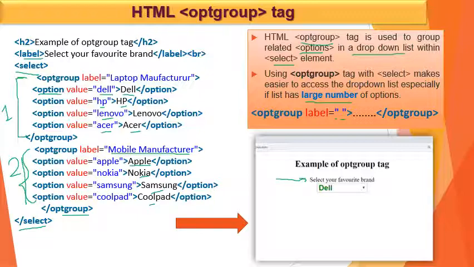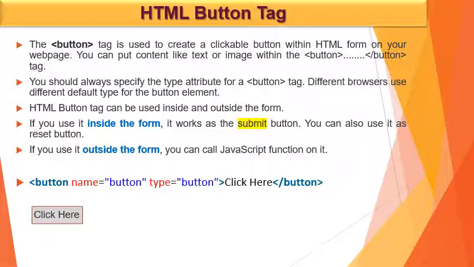See, all the groups are getting displayed here on the right hand side where we have displayed the form. Now the Dell is displayed here. You can select any of your favorite brand. Next and very important is the HTML button tag.